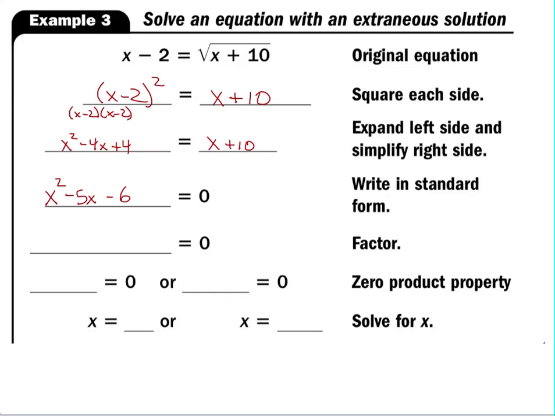And then it's intended that you could factor this, which is just fine. If you were having some sort of brain fart, you could, of course, use the quadratic formula instead. Factoring this one is probably faster than the quadratic formula. x minus 6 times x plus 1. And so our two equations are x minus 6 equals 0 or x plus 1 equals 0. And so x equals 6 or x equals negative 1.